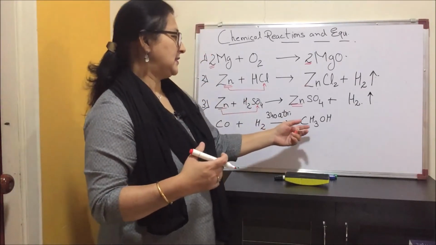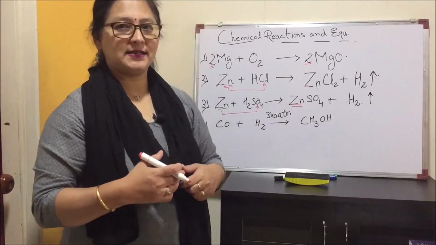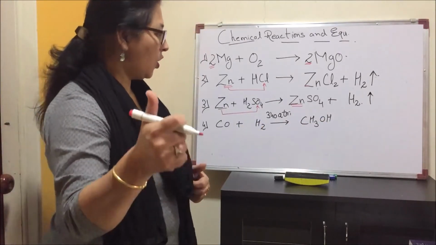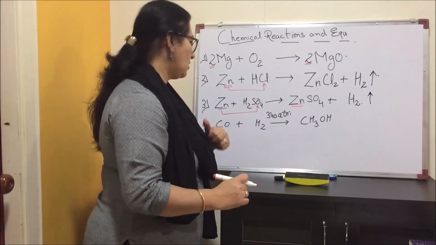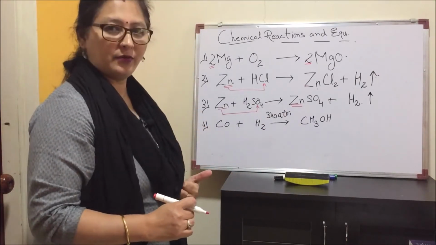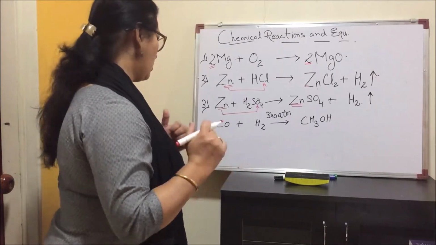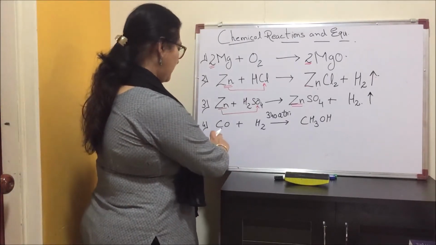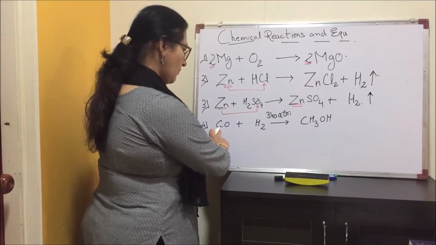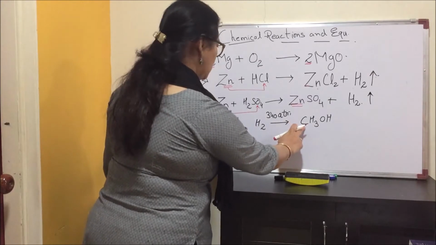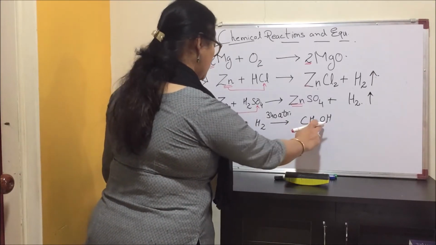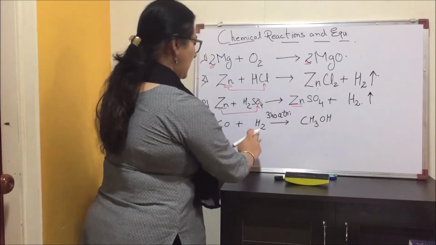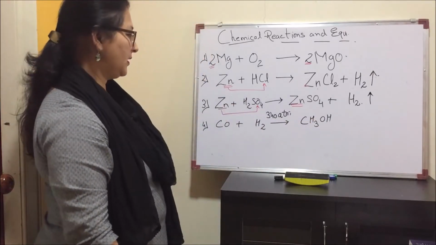make CH3OH, that is methyl alcohol, right? OH is an alcohol group. Fine. So methyl alcohol. Now let's see whether this equation is balanced or not. Okay, carbon here is 1, carbon here is 1, oxygen is 1, hydrogen is 3 over here, hydrogen is 2 over here.